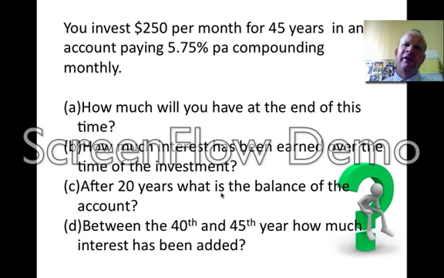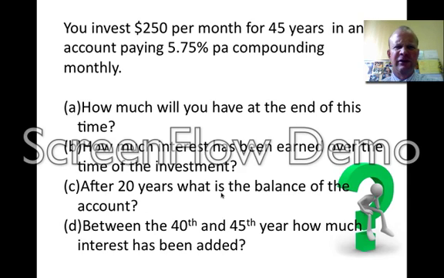So you're putting $250 per month away for 45 years in an account that pays 5.75% per annum, compounding monthly. Money exists in the future, regular series of payments. So it's an annuity question, it's a future value annuity question. Part A, how much will you have at the end of this time? How much interest has been earned over the time of the investment? After 20 years, what's the balance of the account? And between the 40th and 45th year, how much interest has been added?